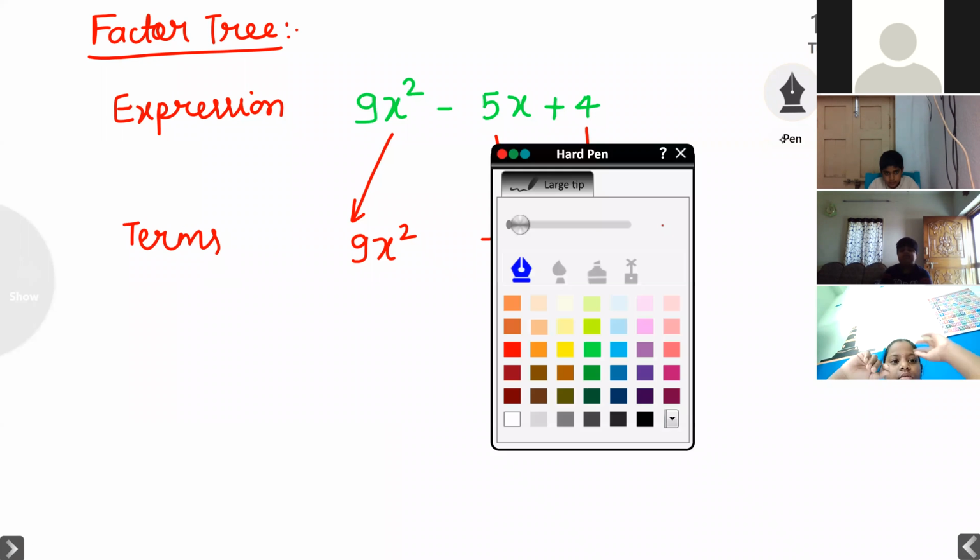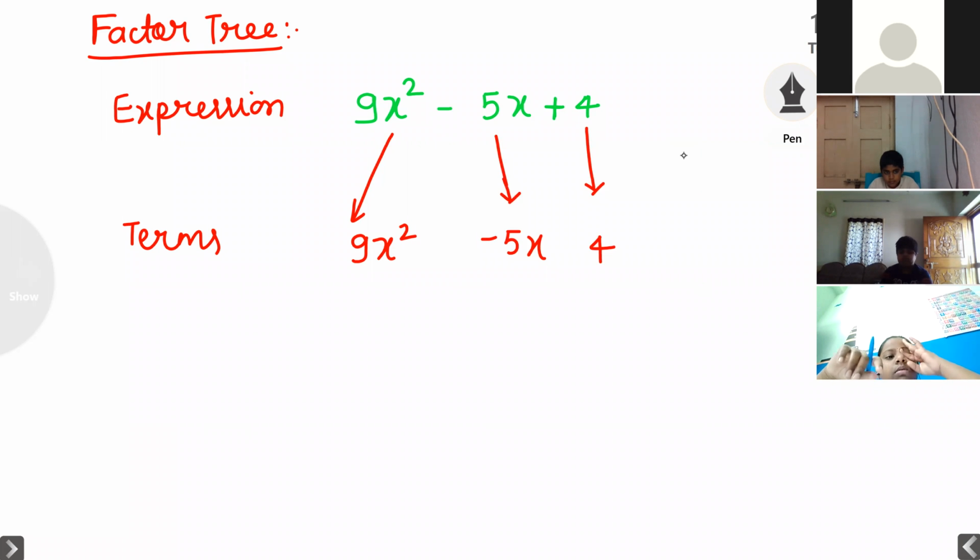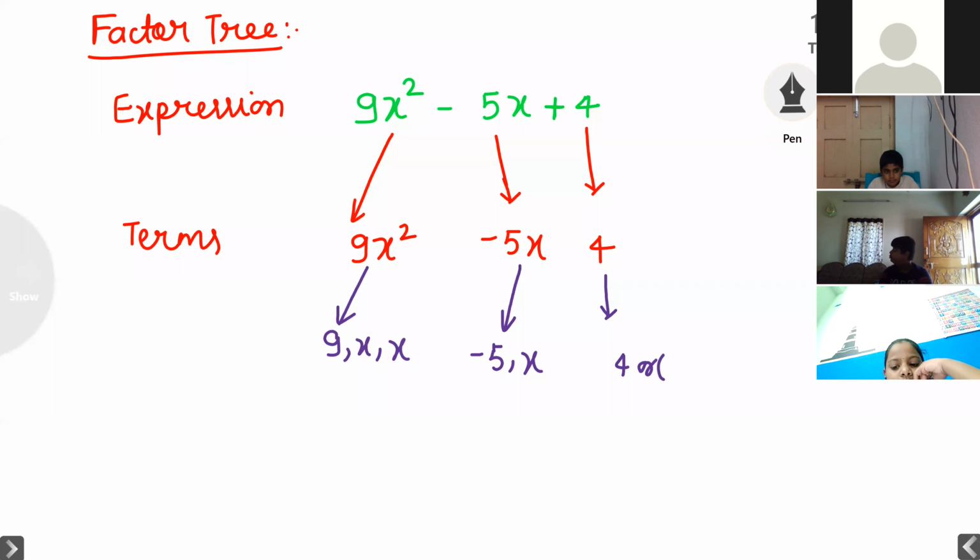Next, last one is factors. I want to find the factors of 9x square. I can write here 9, x, x. I want to find the factors of minus 5x: minus 5, x. I want to find the factors of 4. I can write 4 or 2, 2. Here I can write 3, 3, x, x. This is called factors. This is only the factor tree. Make it fast, everyone.